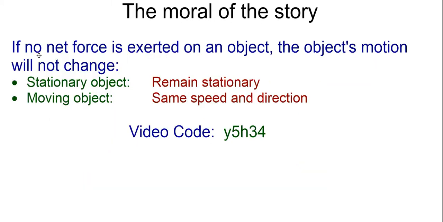Well, that's it. The moral of the story then is that if no net force is exerted on an object, a 0 net force, the object's motion will not change. Now, if it's a stationary object, it'll remain stationary. If it's moving, the lack of force will cause it to continue moving, same speed, same direction.